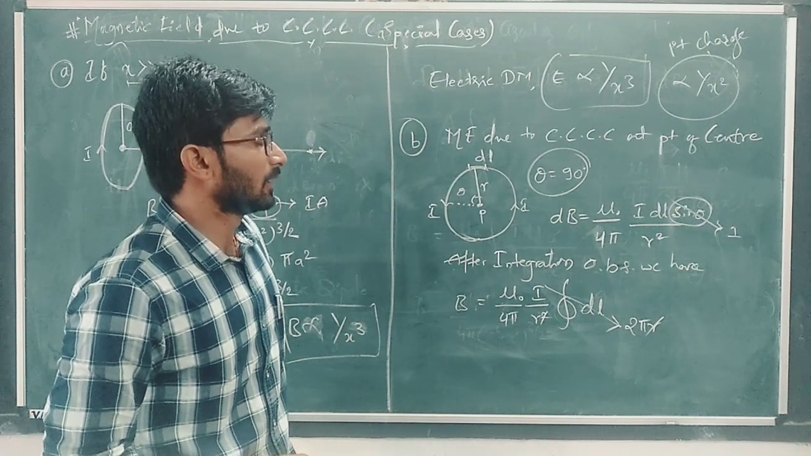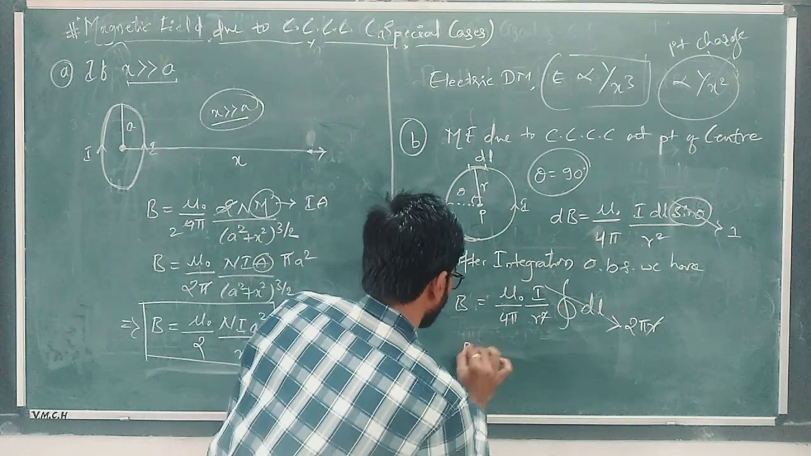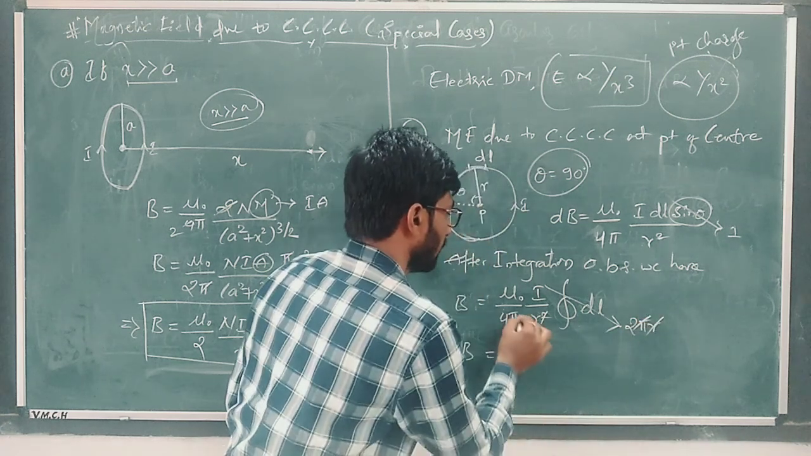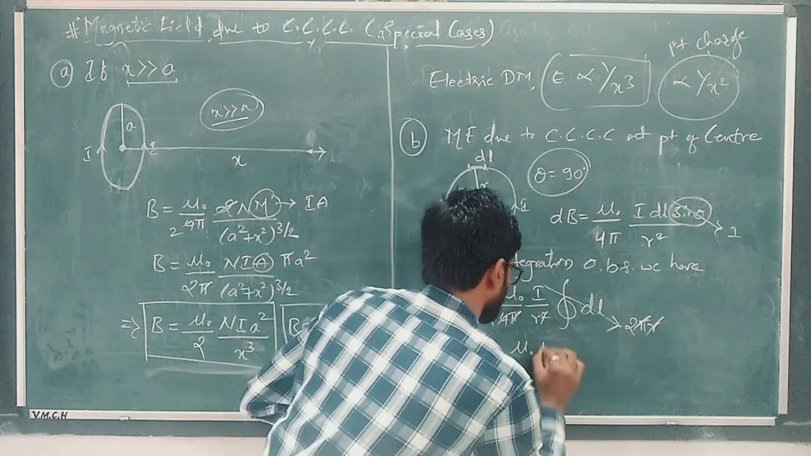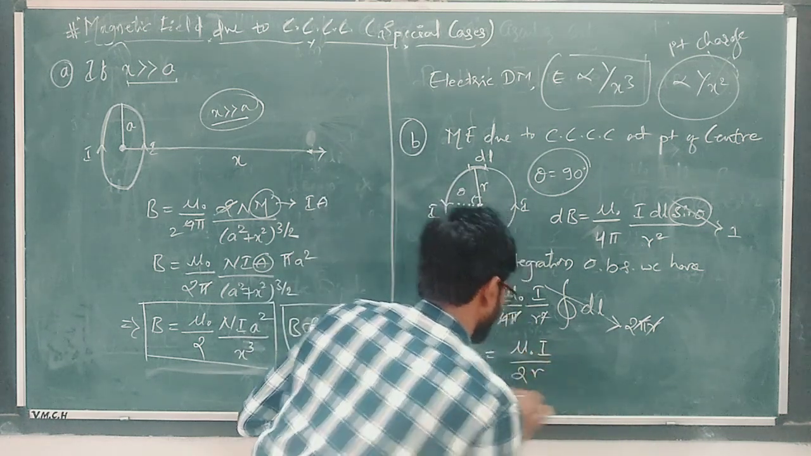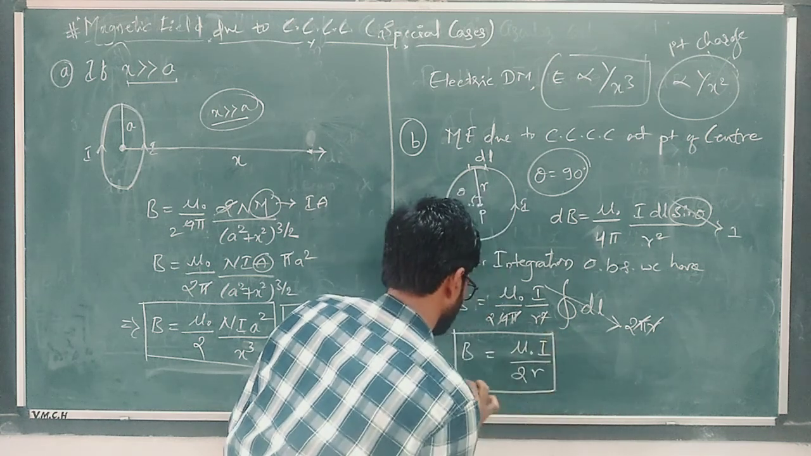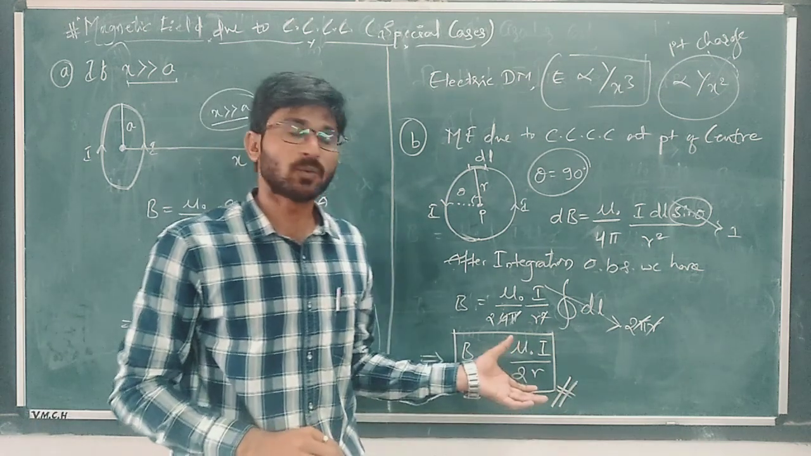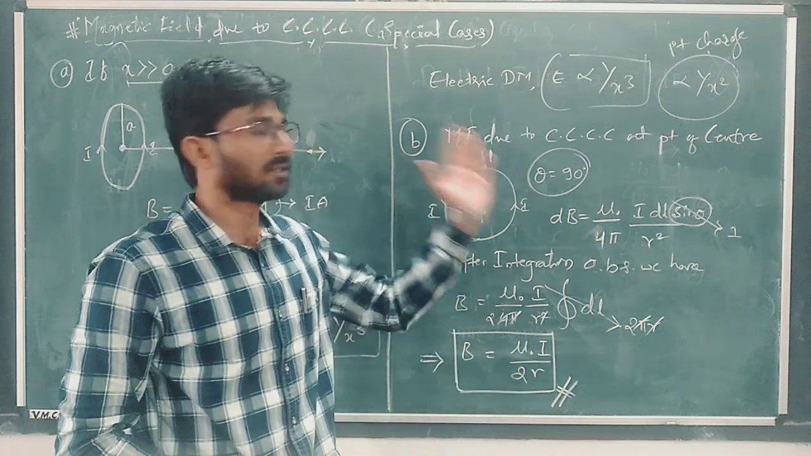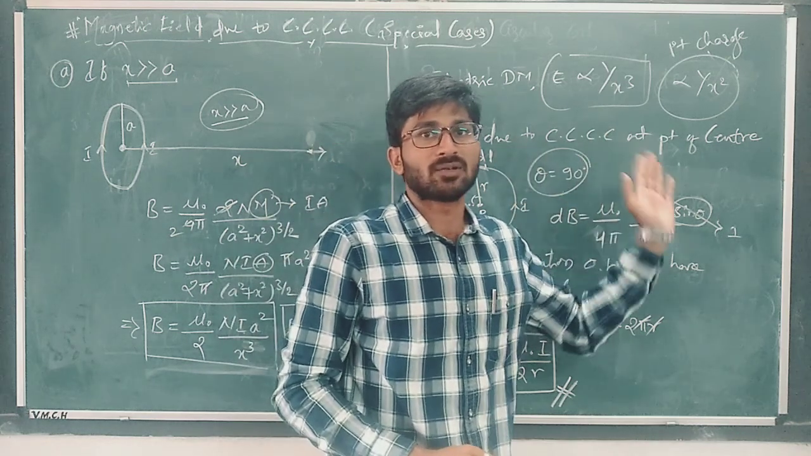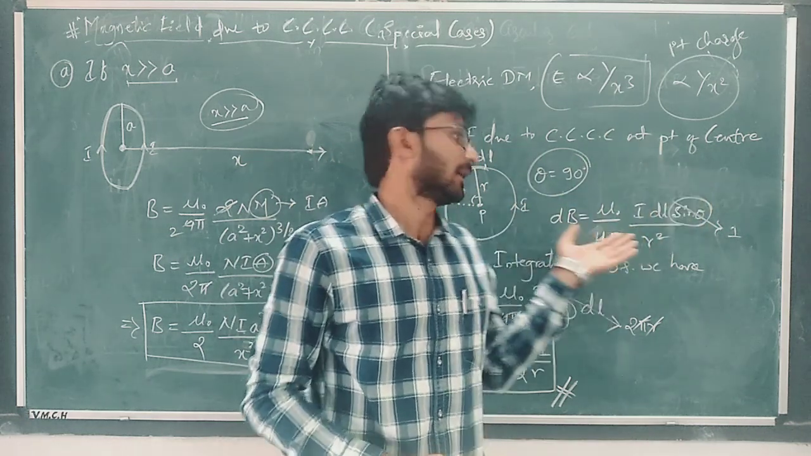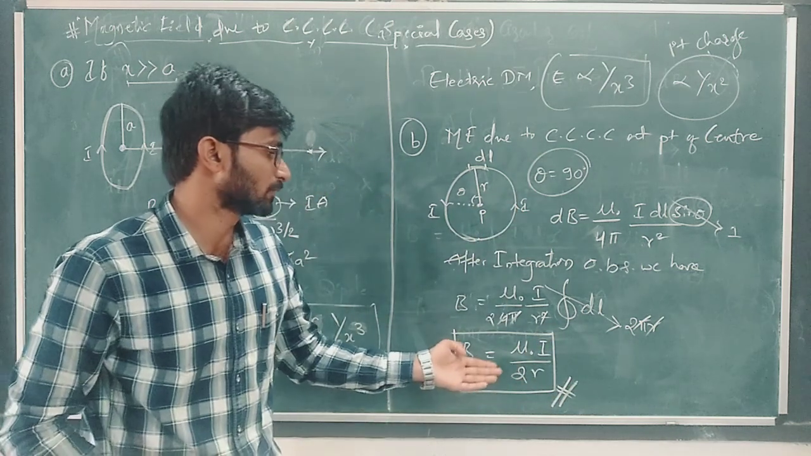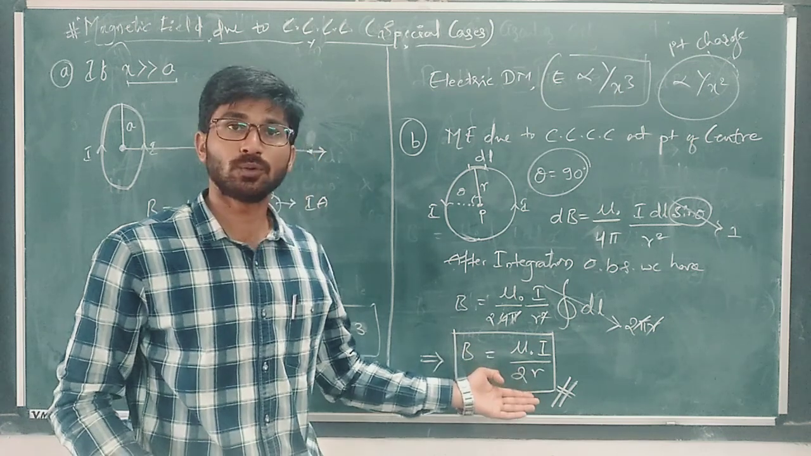And now we write B is equal to mu naught, and the 2 pi cancels with the 4 pi, the two 2's, so mu naught I by 2r. This is the final expression for the magnetic field due to a current carrying circular coil at the point P, at the center of this circular coil. That is B is equal to mu naught I by 2r.